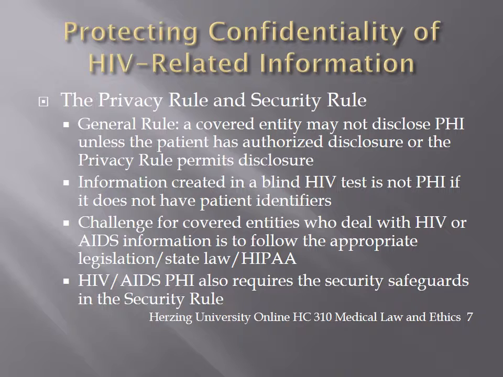Protecting confidentiality of HIV-related information. The Privacy and Security Rule. The general rule states that a covered entity may not disclose personal health information, PHI, unless there is an authorized disclosure in writing or the privacy rule itself permits the disclosure. Information created in a blind HIV test without patient identifiers in it is not considered PHI, or personal health information, for the purposes of the privacy rule.